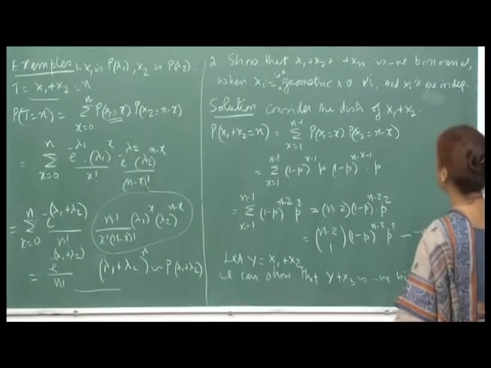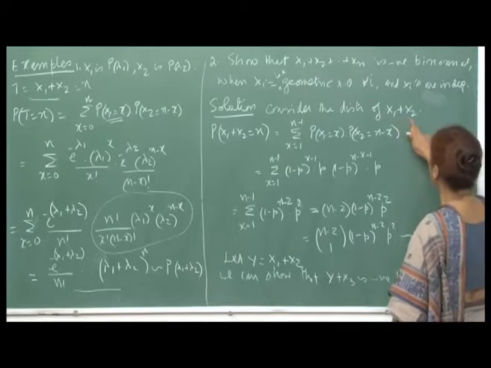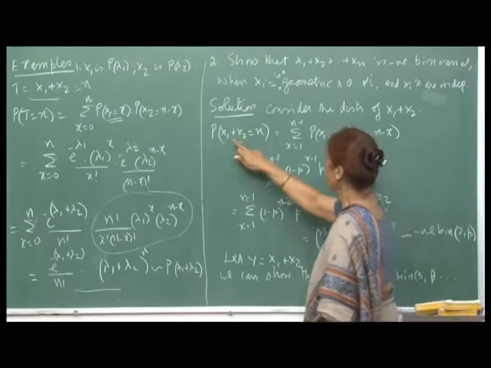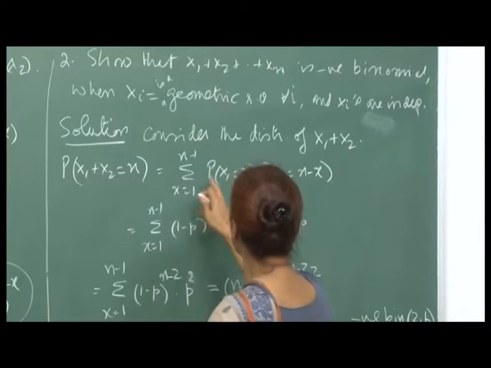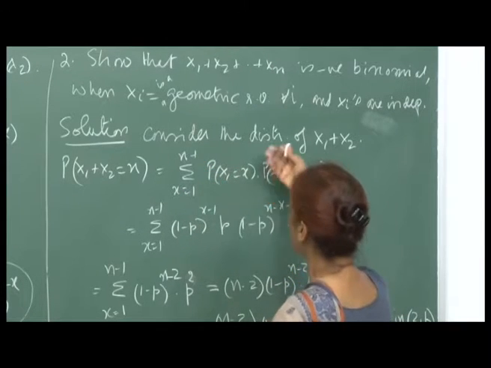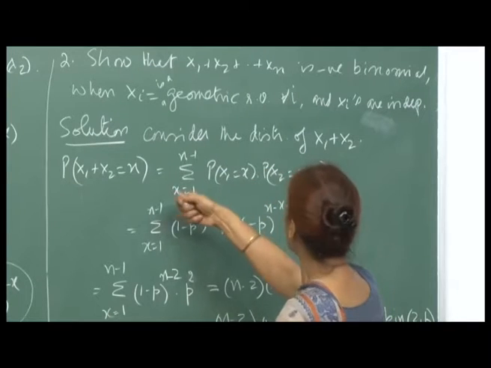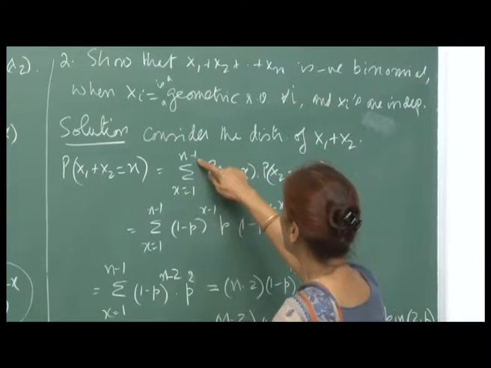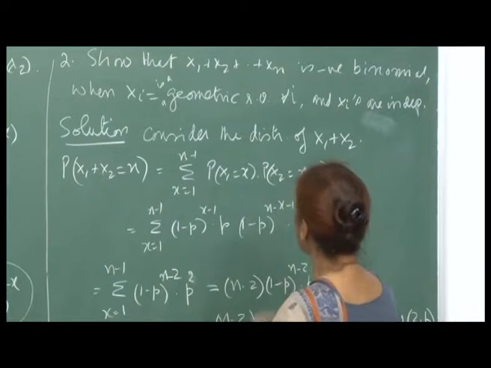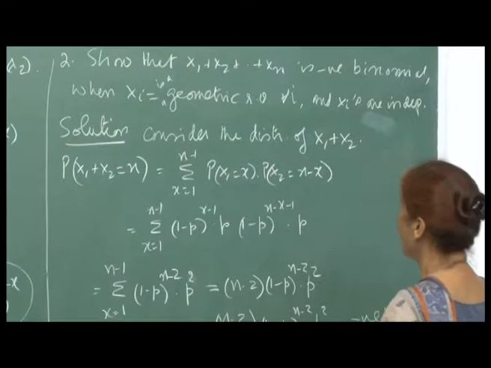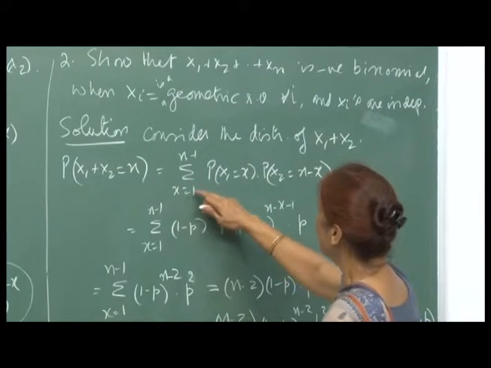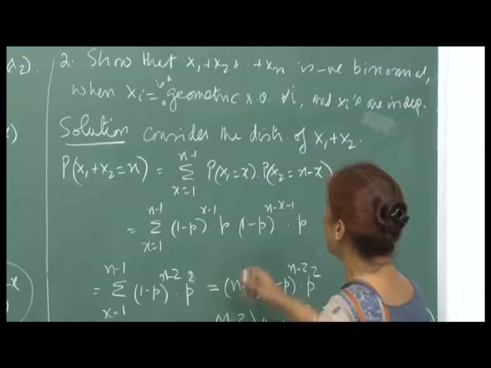So, now here we first consider the sum of the two random variables X_1 plus X_2. The probability that X_1 plus X_2 equals n, by convolution, we will write as a sum over x from 1 to n minus 1. I cannot have x going from 1 to n, because when x is equal to n, the other term will be 0, and the probability we will write as 0. So, there will be no contribution to this sum. I have to take the summation from 1 to n minus 1.